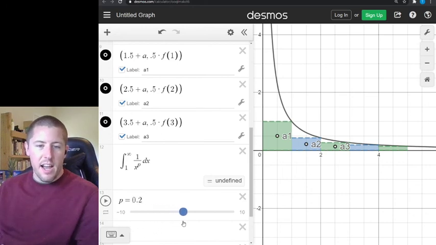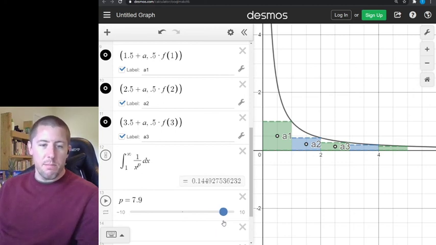So just watching that undefined switch to being a defined number after 1 is our modern version. Again, this isn't proof, but this is great evidence that what we just saw seems to be true: if you have a p-series with a p that's greater than 1, not greater than or equal to, it converges. P equals 1 is the harmonic series, which diverges.